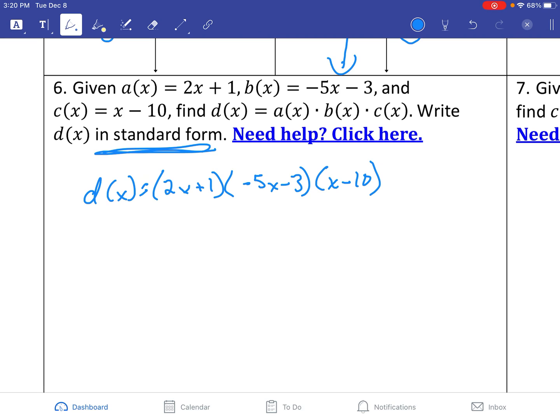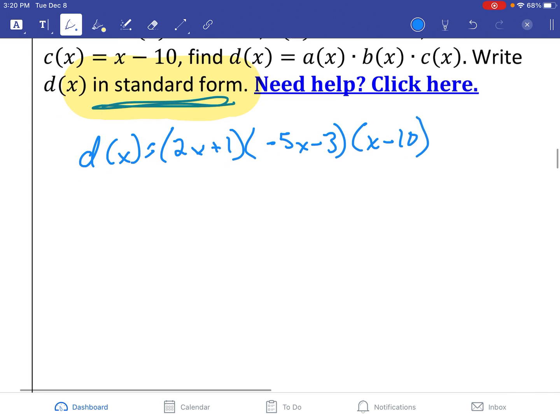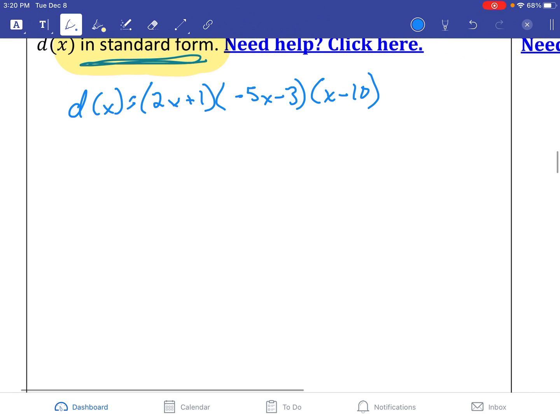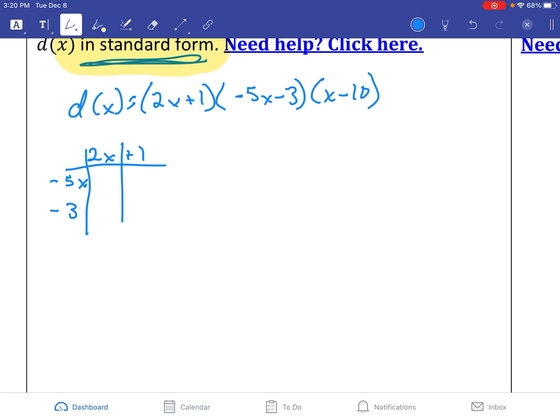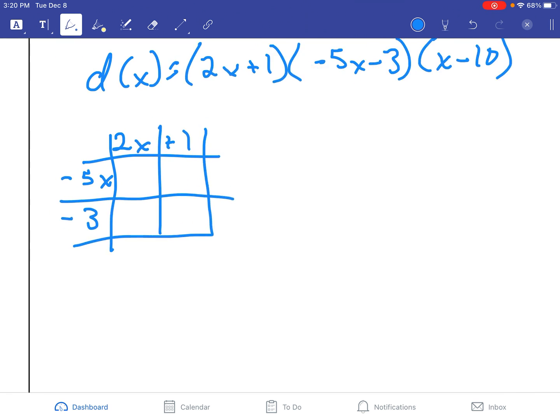Now, generally, you could leave it like this, but our question does say put it in standard form. Because it says this, let's highlight it now too, in standard form, because it says that you have to actually multiply these things out. Okay, we can do the box method, you could do the rainbow method. I don't really care which one you pick. They both work. Okay, just for the sake of argument, let's use the box method here. So we're going to have 2x plus 1 and negative 5x minus 3. Let's make that real big.